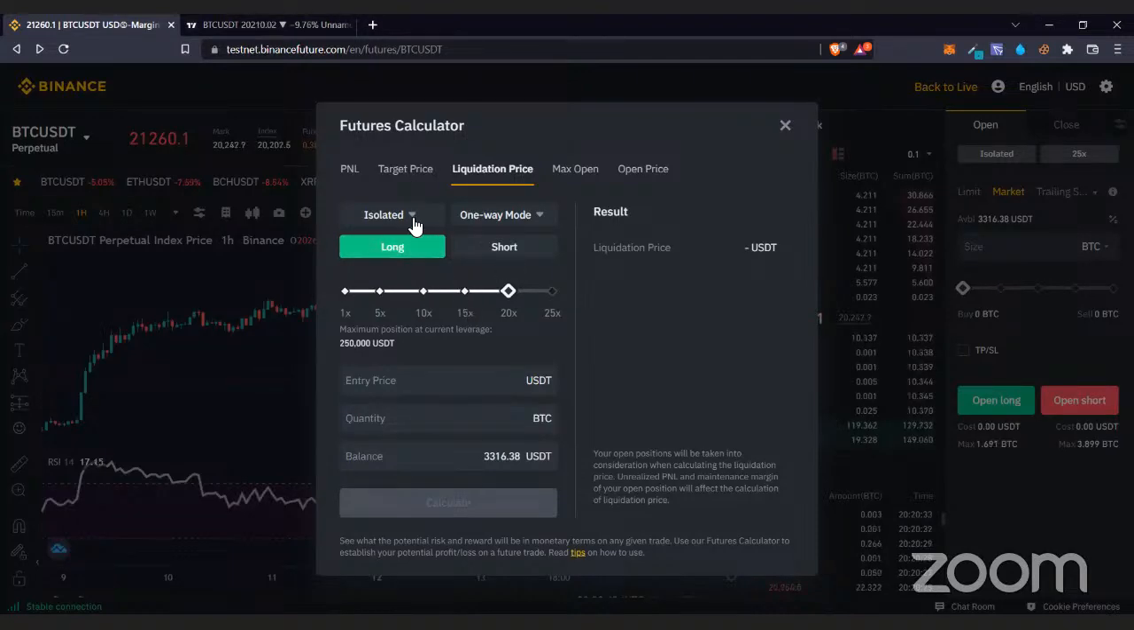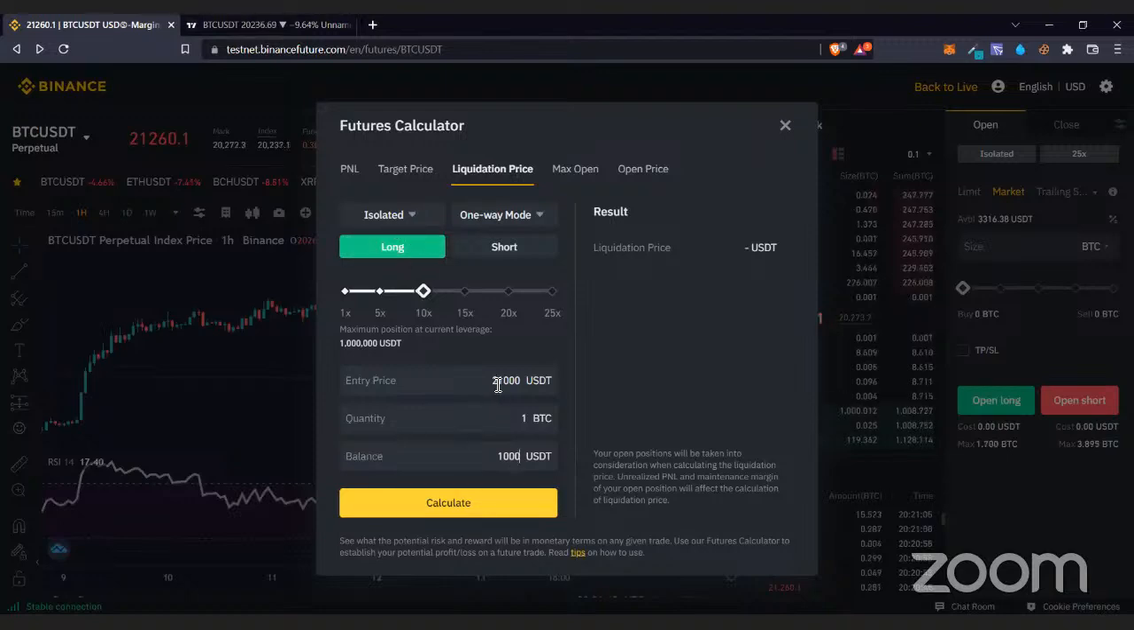So go with isolated, and then we want to calculate for 10x leverage again. We want to calculate our position for long. Our entering price again for Bitcoin will be 21,000. And then what is the quantity of Bitcoin we want to trade? I'm just putting in 1 Bitcoin. What is the balance you have in your account? By default, the calculator automatically picks the balance you have. But let's say we have like $1,000 in our account. We just go ahead and put in that. And then we're calculating for long position.